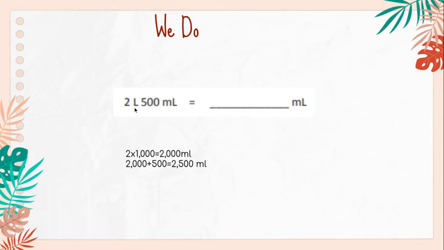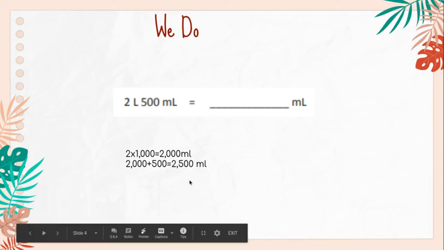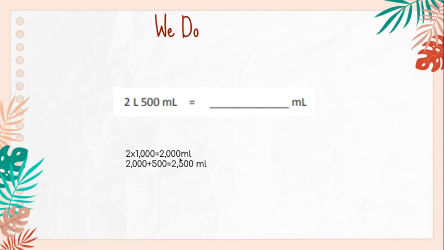So to do that, I'm going to tackle my liters first. I know that liters have to be multiplied by 1,000 to get into milliliters. So I would do 2 liters times 1,000 gives me 2,000 milliliters. But I can't just leave out this 500. Okay, I've got to add that to this amount. So it would be 2,000 milliliters plus 500 milliliters from here gives me 2,500 milliliters. So 2 liters and 500 milliliters equals 2,500 milliliters.